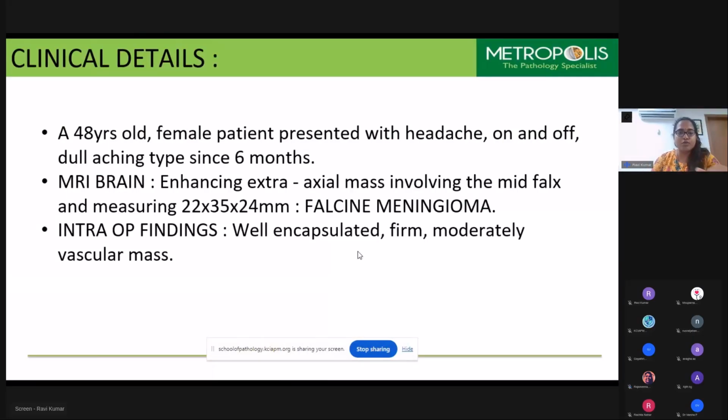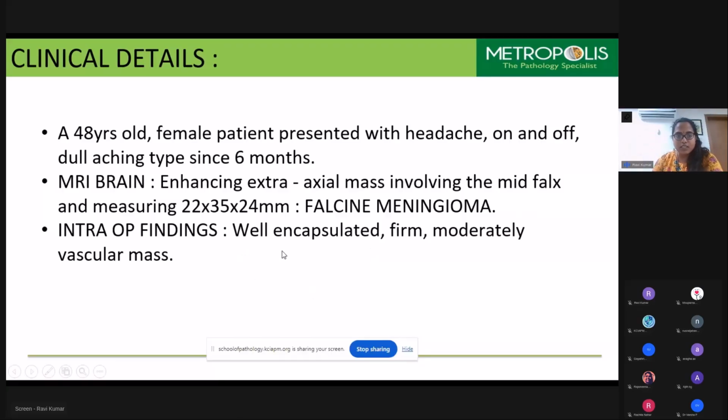So we will just go through the starting part once again. I would like to point out a few things. A 48-year-old female patient presented with headache, on and off, dull aching type, for 6 months. On the MRI brain, it was given as an enhancing extra-axial mass involving the mid falx and measuring 22 x 35 x 24, and it was opined as falcine meningioma.